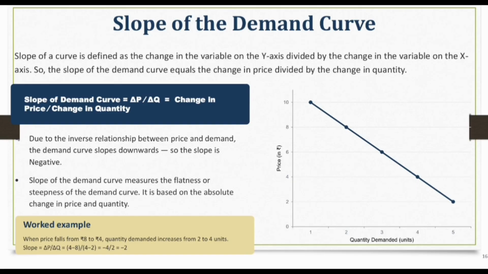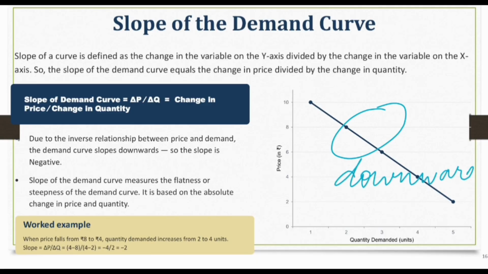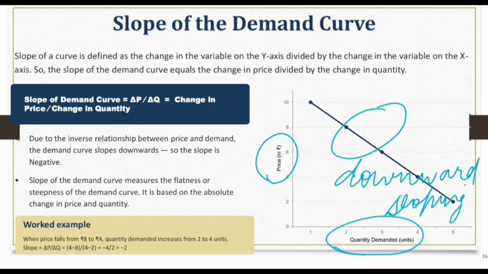So, let's get started. Slope of the demand curve, as you can see, this demand curve right here is downward sloping. So one thing that we have identified is that it is downward sloping. And why is it downward sloping? What is the reason? Because the price on the y-axis and the quantity demanded on the x-axis have an inverse relationship. And due to this inverse relationship, this demand curve is downward sloping.